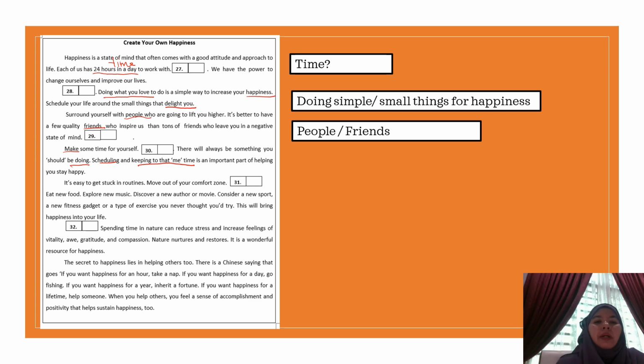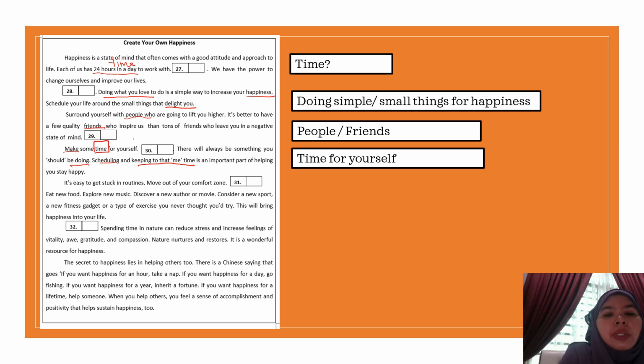Alright, so what are the keywords here for this paragraph? Okay, the keywords here most probably are about time for yourself. Okay, here, me time. Alright, so it's about time for yourself. Okay, let's move on to the next paragraph.